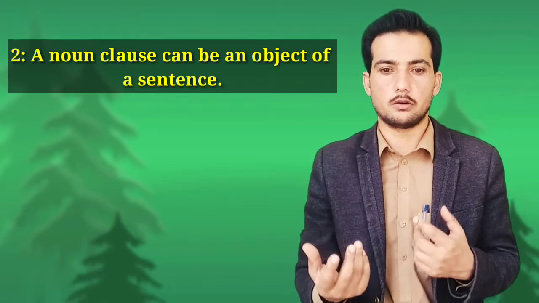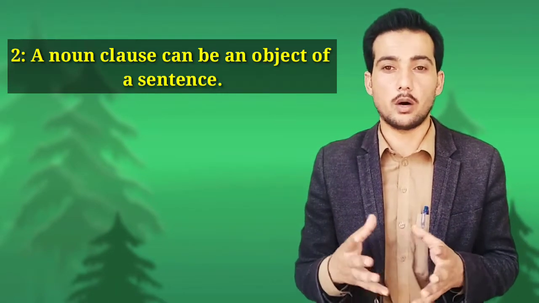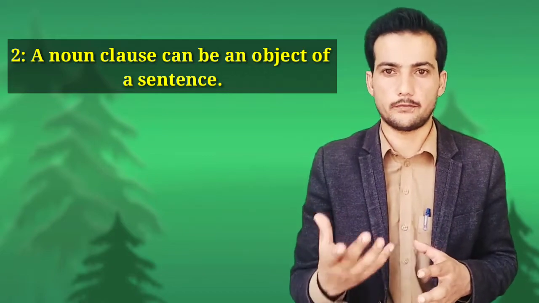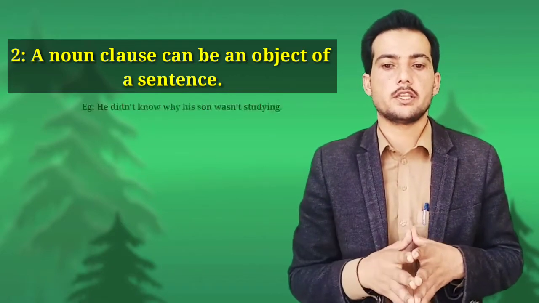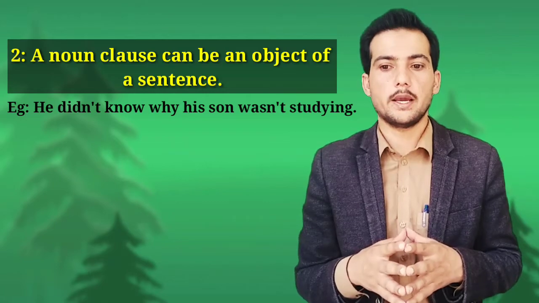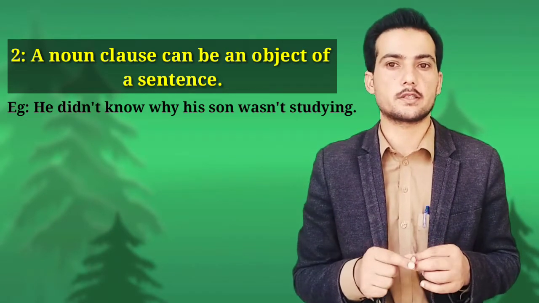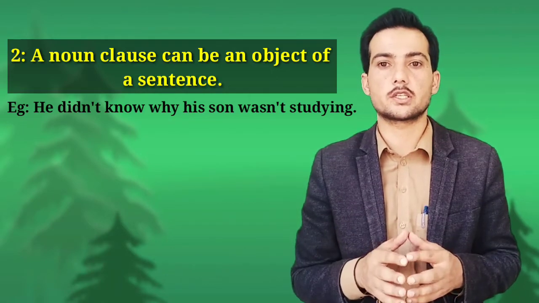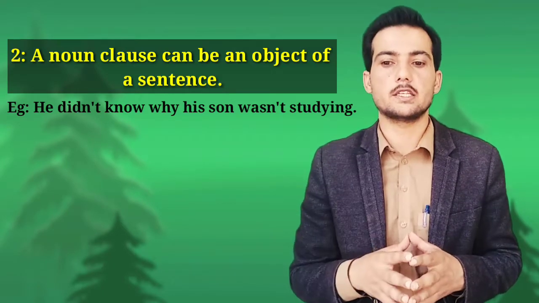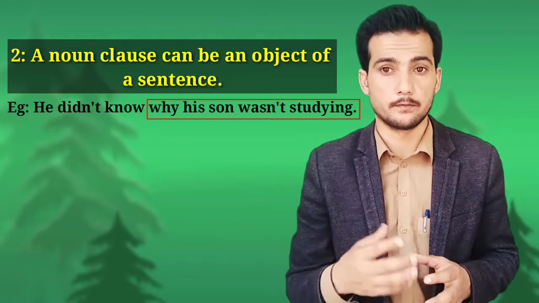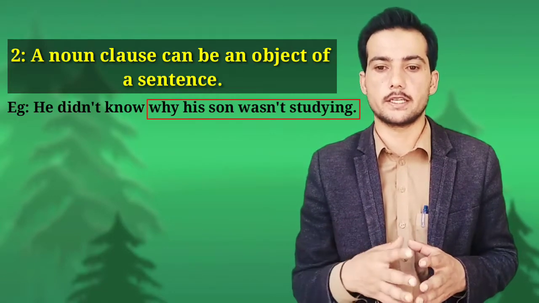So here, let me give you an example about how a noun clause can be used as an object of a sentence. For example, he did not know why his son was not studying. If you just look at this sentence, it consists of a noun clause, and here it functions like an object, and that is why his son was not studying. And here it is the object of a sentence.